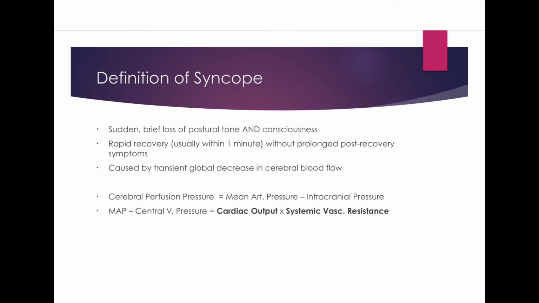So you can see that the cardiac output and systemic vascular resistance are the major components governing the mean arterial pressure. And so the drop in cerebral blood flow can be caused directly by a fall in cardiac output, a decrease in systemic vascular resistance, or a combination of both. Understanding this concept is very important because it helps us to classify syncope into various subtypes.